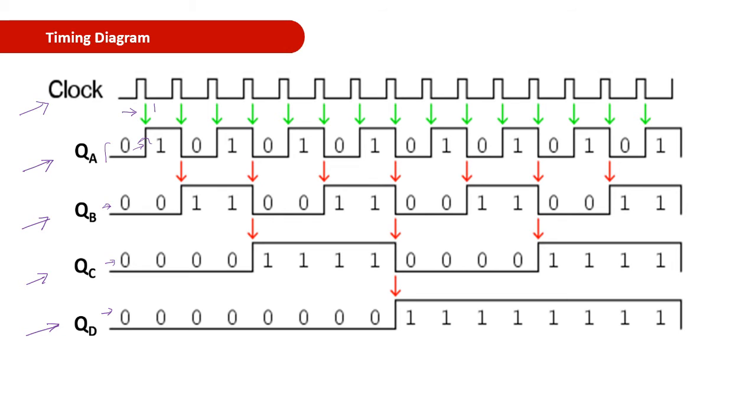Now when the next clock pulse comes, that is the second clock pulse, here I can see that QA is changing from 1 to 0. This QA acts as the clock pulse for the B flip-flop.